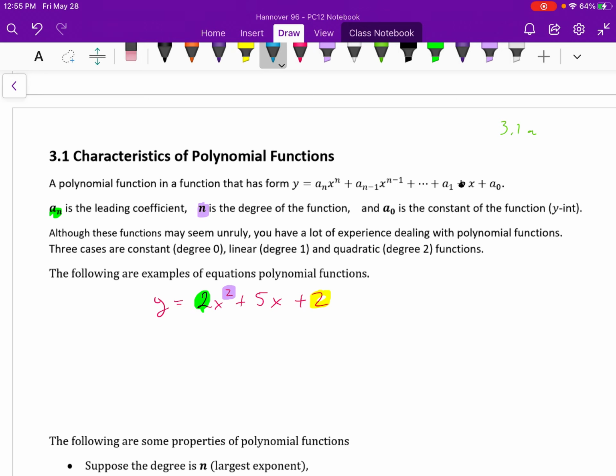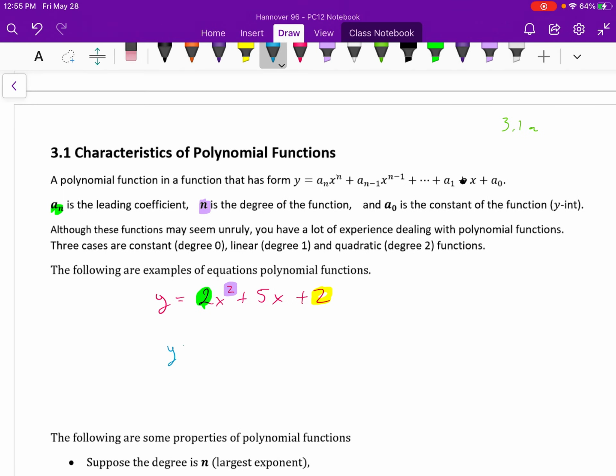So this would be quadratic. You've also run into the constant function. Now this is degree 0 because y is equal to 4. And this is equivalent to y is equal to 4 x to the power of 0, because x to the power of 0 is 1. So we don't write that. We typically write y is equal to 4.